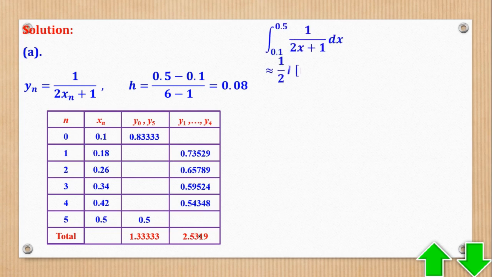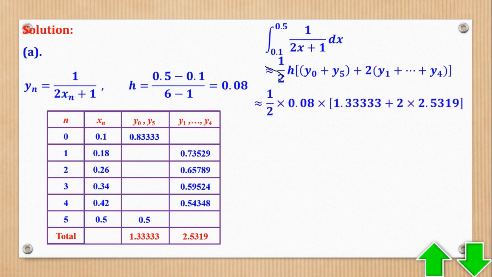Then we can quote the formula of the trapezium rule. It is available in your logbooks, and we substitute for h, substitute for this, and substitute for this. Then use a calculator to get this value, but they want 3 significant figures, so we round off to 3 significant figures.